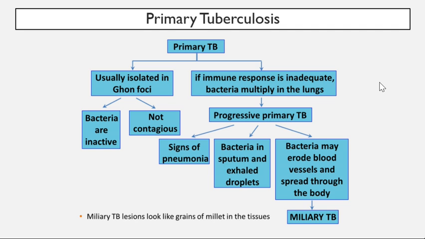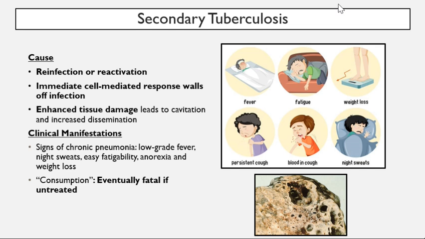And it can spread to other tissues. So this primary TB is kind of what people are mostly concerned about. You also have secondary tuberculosis, where you have reinfection or reactivation of the TB after it comes back from latency. Latency being, right, where it's this inactive form. We talked about latency with herpes viruses and other viruses, but bacteria can also go into latency as well. They have immediate cell-mediated responses, which wall off the infection, and enhanced tissue damage leads to cavitation and increased dissemination. So again, this is your immune system doing the damage here, rather than the actual bacteria itself.